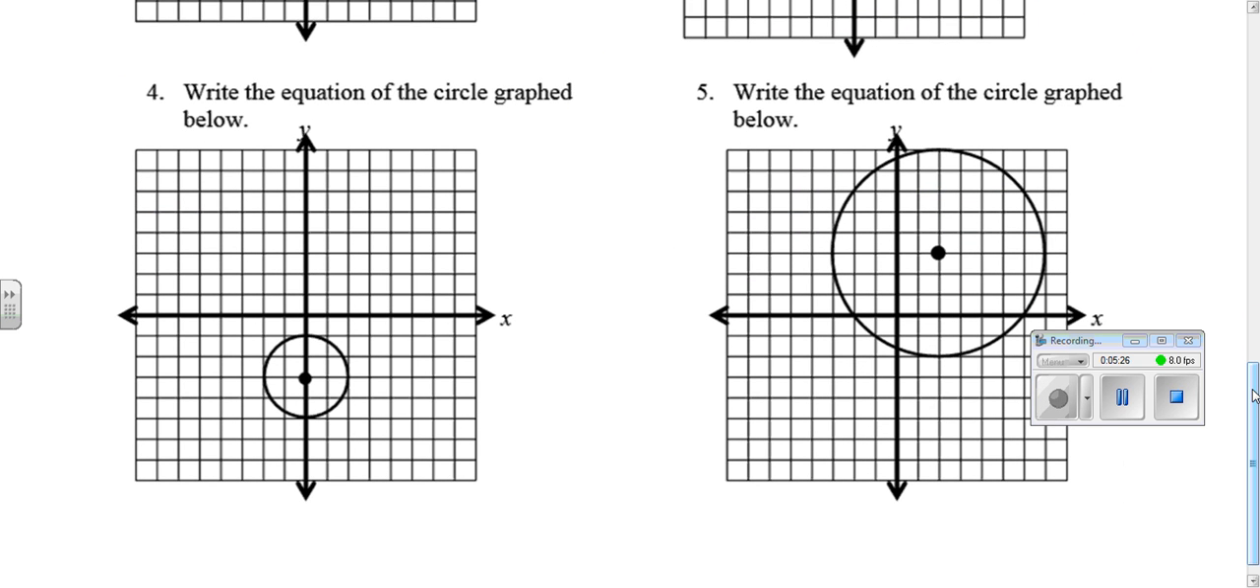All right, so now we're going to go the other way. We're going to write the equation. We're given the circle, and we have to write the equation. So we need to identify two things: the center and the radius. Let's start with the center. We need to find the coordinates of this point right here.